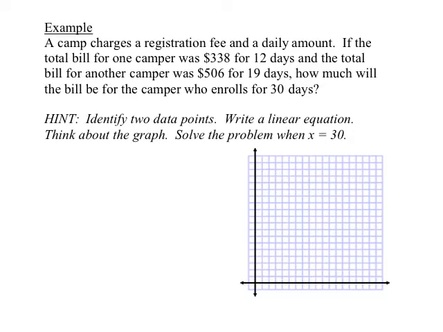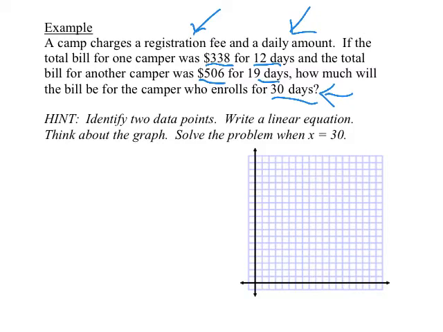All right, this next example is a great point-slope example. So let's look at the problem. A camp charges a registration fee and a daily amount. The total bill for one camper was $338 for 12 days. And the total bill for another camper was $506 for 19 days. How much will the bill be for the camper who enrolls for 30 days? Well, to answer the second question, I think I'm going to need a linear equation, or hopefully this is linear. And since there's a one-time registration fee and a per day fee, that's a linear equation kind of situation. So it says identify 2 data points and then write the linear equation.